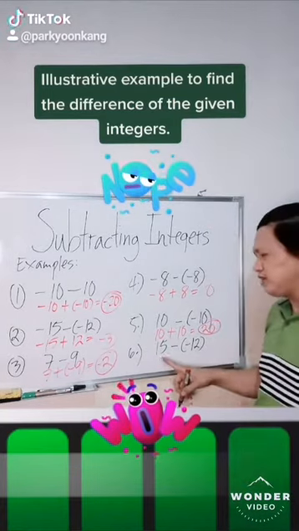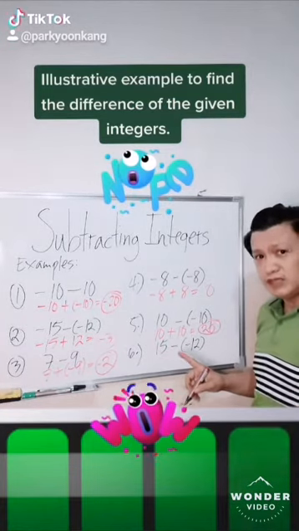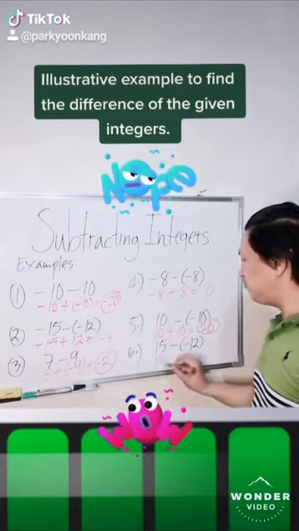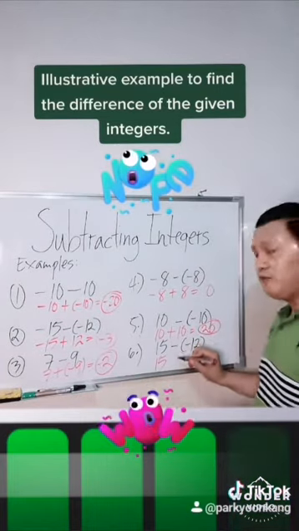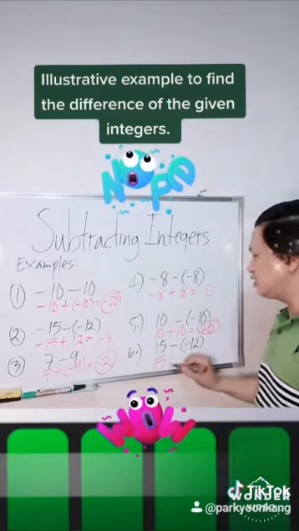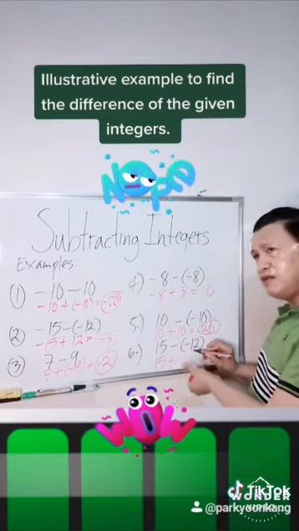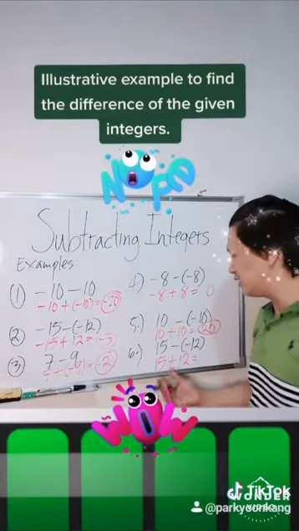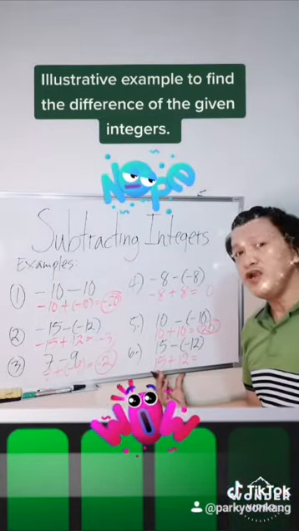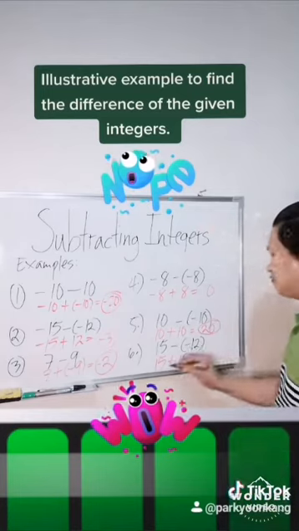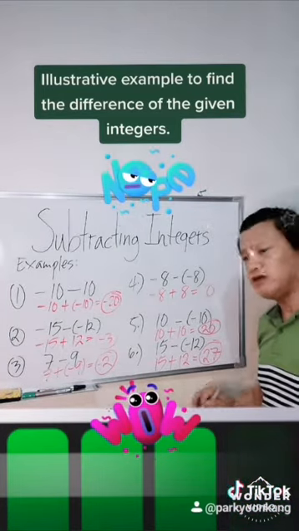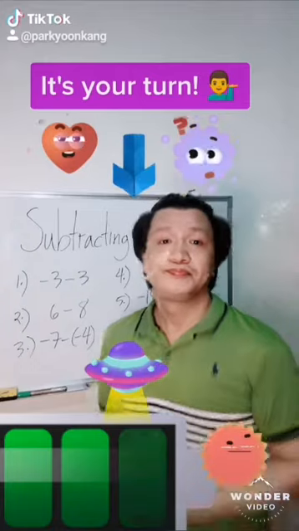And now the last number, we have 15 minus negative 12. How are you going to do that? Just simply copy the minuend. We have 15 and change the sign of the operation from subtraction to addition, and this sign becomes positive 12. And therefore, you can now proceed to addition. That is same rule for same sign. That is 15 plus 12 is equal to 27. Bakit positive 27? Because they are both positive.